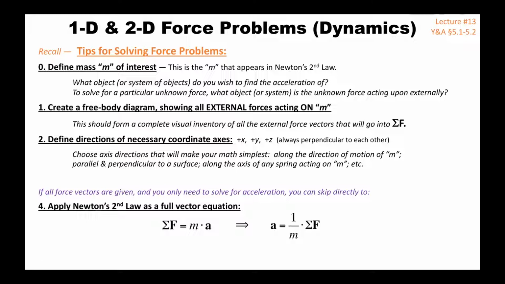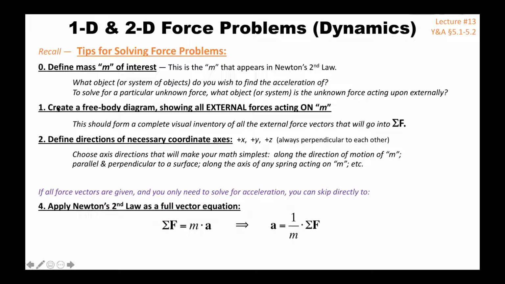So if mass m is a block of wood or a book, we omit all of the internal forces between the individual molecules and atoms, for example, and we only care about forces that are acting on the book from the outside. Sometimes, strategically, we will choose our mass of interest to encompass 2 or 3 or more objects and be a system of objects, in which case, in the free body diagram coming up in the next part, we will omit all of the internal forces and only inventory the external forces.